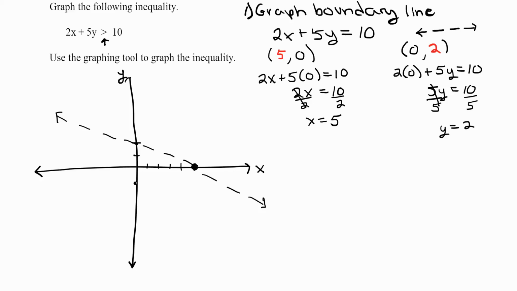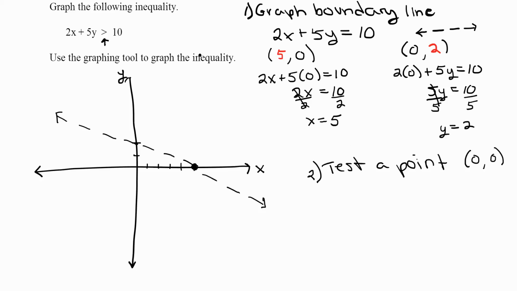So what we need to do is pick a point to test to see if it makes a true statement, and that would be the area that we shade, or if the point doesn't make it a true statement, then the other side would be the area that we shade. So test a point, and the easiest point to test always is the point (0, 0). As long as your boundary line does not go through the origin, test the point (0, 0). If that point makes a true inequality, then you shade the side that the origin is on. If it doesn't make it true, then you shade the opposite side.